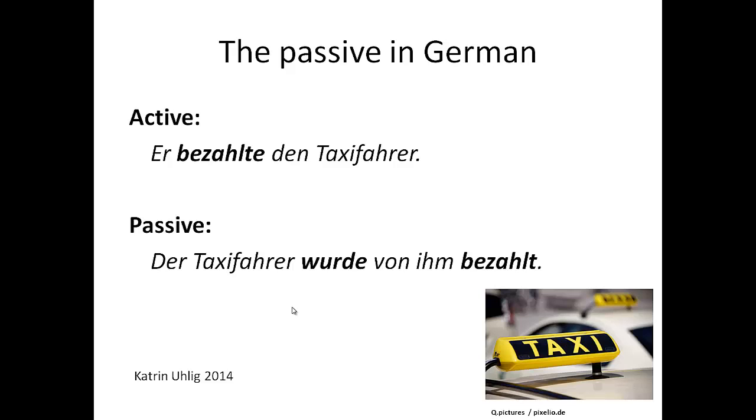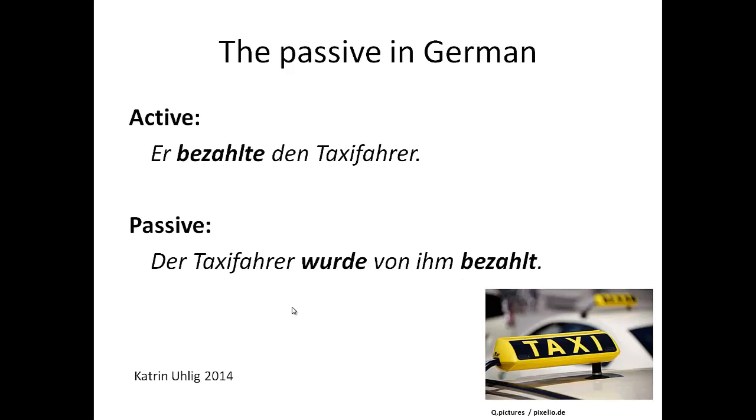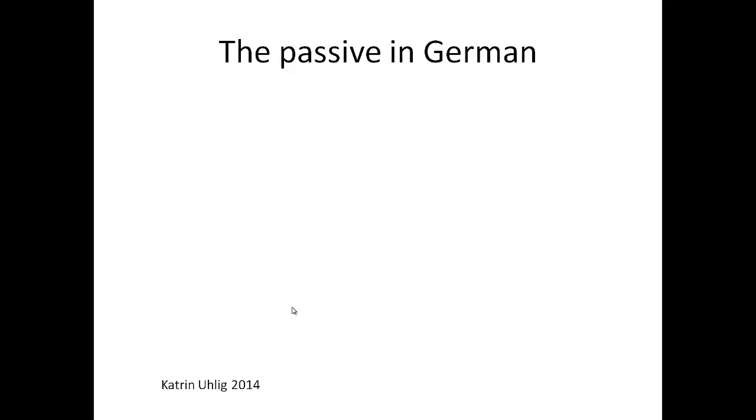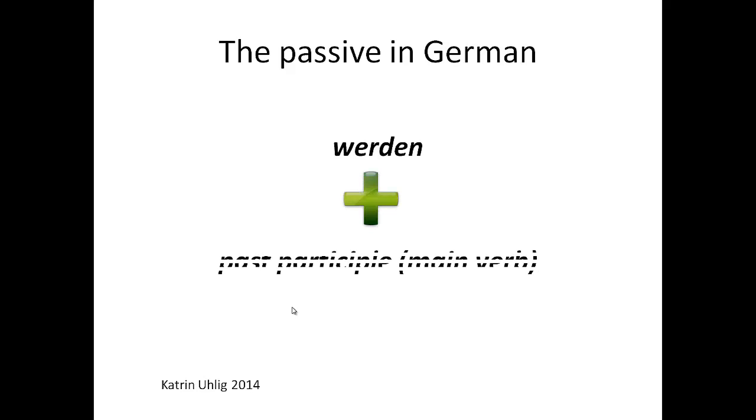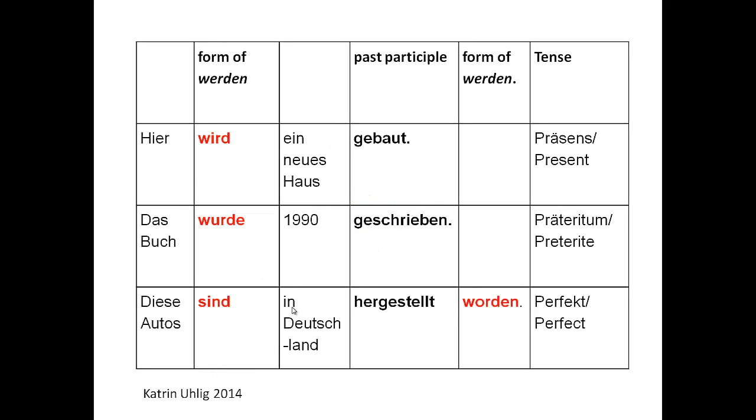And when we look at the sentence, we notice that in order to make a passive in German, we need a form of werden. So, der Taxifahrer wurde bezahlt. Wurde is a form of werden. And with that form of werden, we combine a past participle of our main verb. So here we have der Taxifahrer wurde von ihm bezahlt, wurde being a form of werden, bezahlt being the past participle of our main verb, bezahlen.